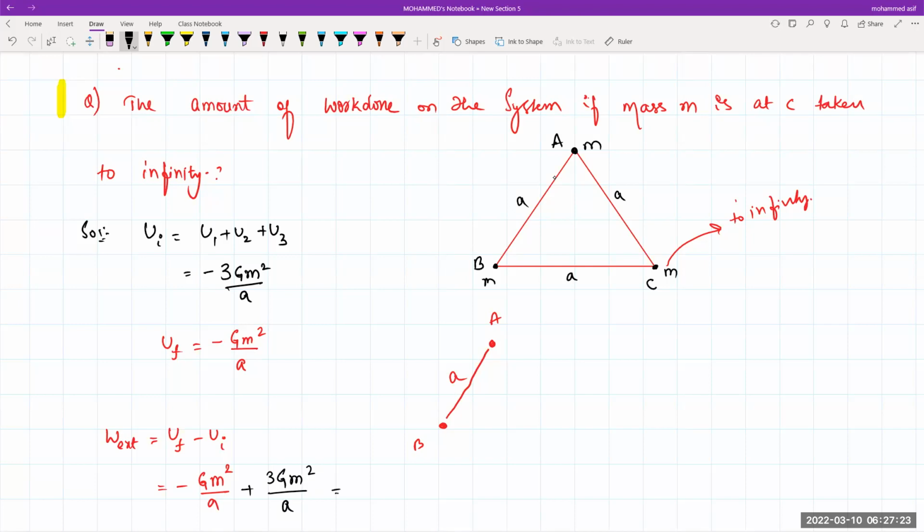कितना आ रहा है देख लीजिए, -1 plus 3 यानी 2. This is 2 times of G into m square divided by your a. This will be the answer. Clear?